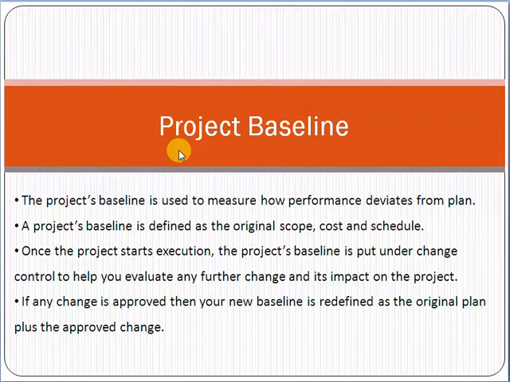About project baseline. Guys, today's topic is very interesting, and whoever is studying project management or PMBOK has definitely heard this topic, project baseline.